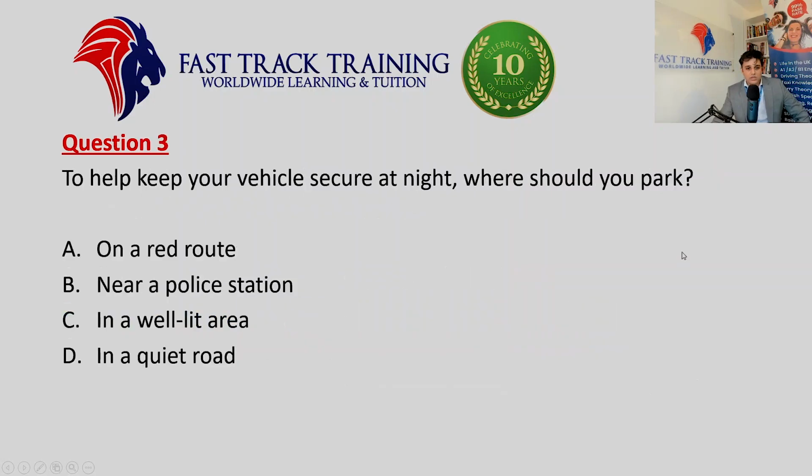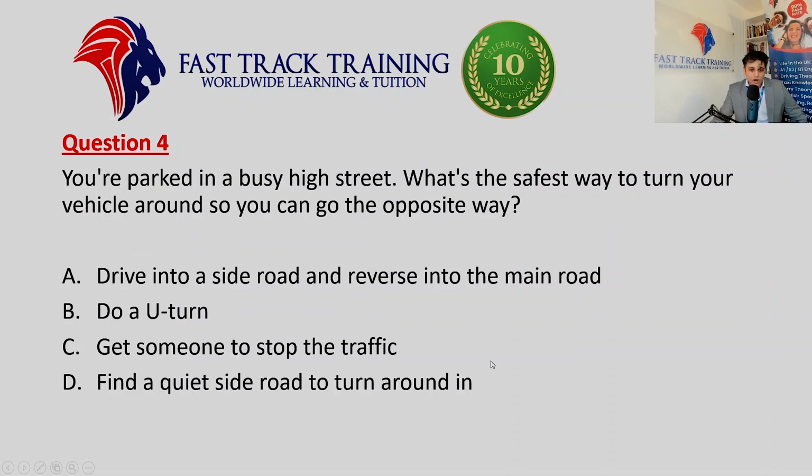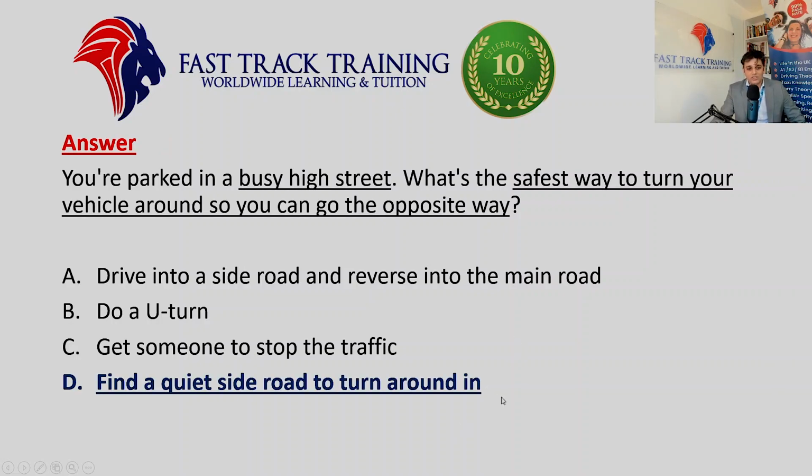Yes. To help keep your vehicle secure at night, where should you park? On a red route, near a police station, in a well-lit area, or in a quiet road? The correct answer is in a well-lit area. Very good. You're parked in a busy high street. What's the safest way to turn your vehicle around so that you go the opposite way? Drive into a side road and reverse into a main road. Do a U-turn, get someone to stop the traffic. Find a quiet side road to turn around in. The correct answer is find a quiet side road to turn around in.